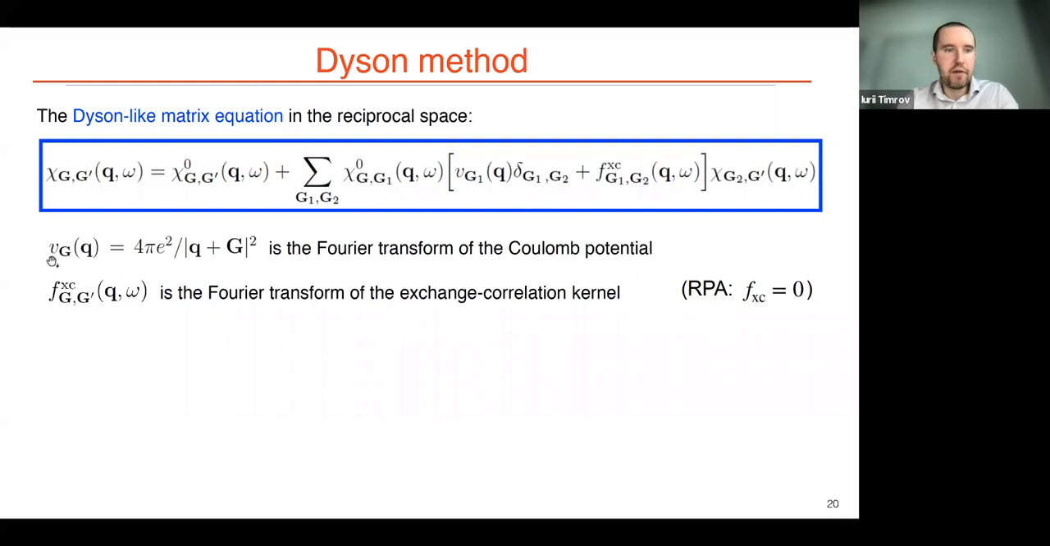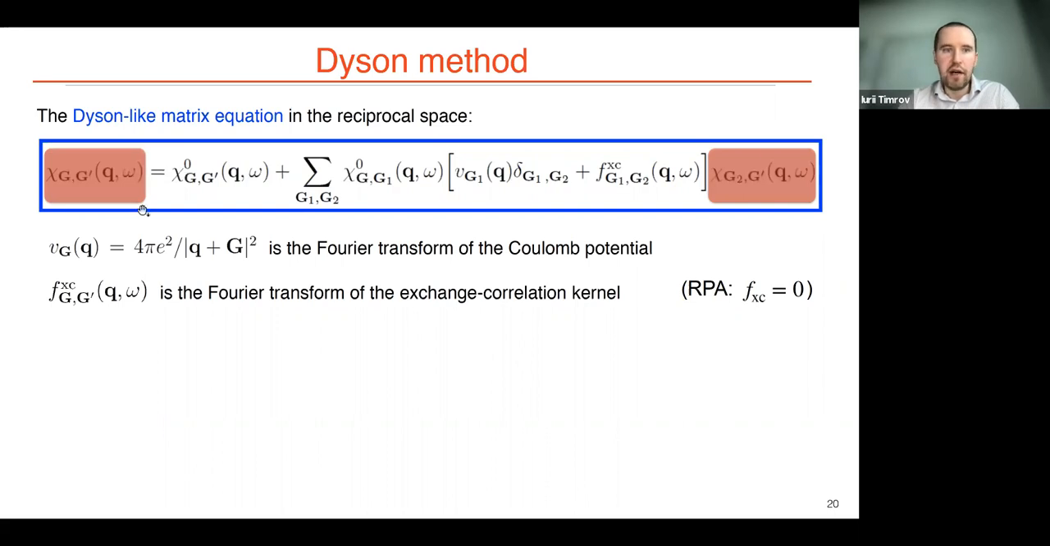Okay, and the expressions for the Coulomb potential V_G of Q are written here. And the exchange correlation part, V exchange correlation GG prime, is the Fourier transform of the exchange correlation kernel in real space. Notice that in the literature, you will find that sometimes TDDFT equations are solved in the RPA approximation. So RPA stands for random phase approximation, which means that we set the exchange correlation kernel to be 0. So we remove exchange correlation and we keep only the Coulomb electronic interaction. And this is called RPA.